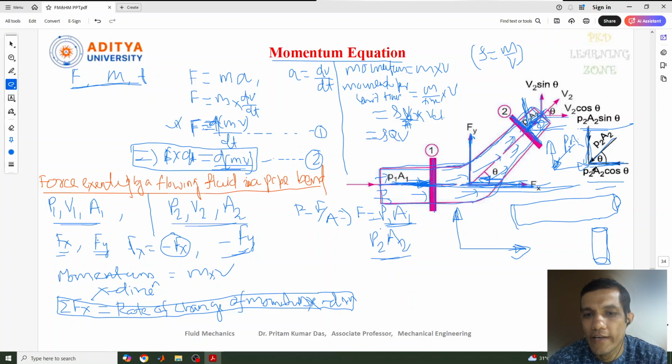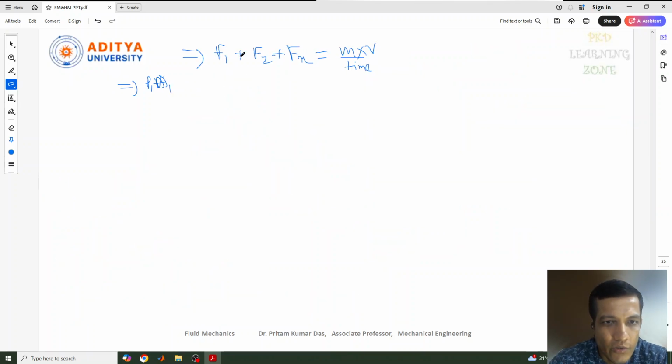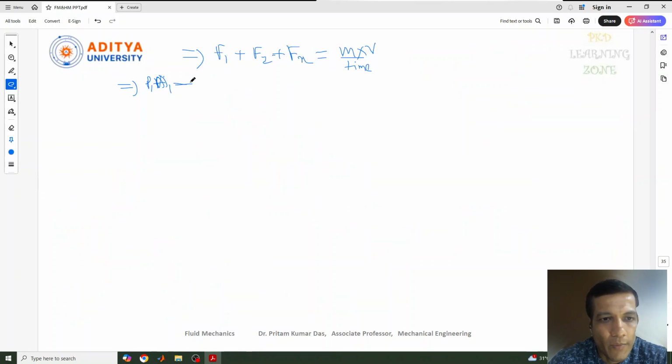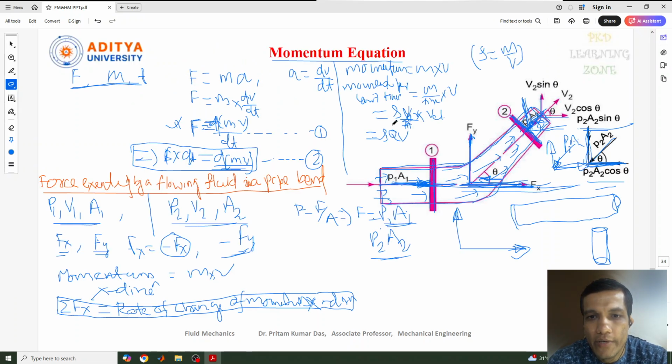So already resolved here, F2 we can write, that is in the negative direction. If you see, it is acting in the negative direction, so that may be the reverse direction if you say. So that value will be minus. So we can write minus P2 A2 cos theta, and the force which is acting in the x direction on the pipe bend, that will be minus Fx. As I told you previously, that will be minus Fx. And the rate of change of momentum is nothing but, as I told you here, the rate of change of momentum is nothing but rho Q V.